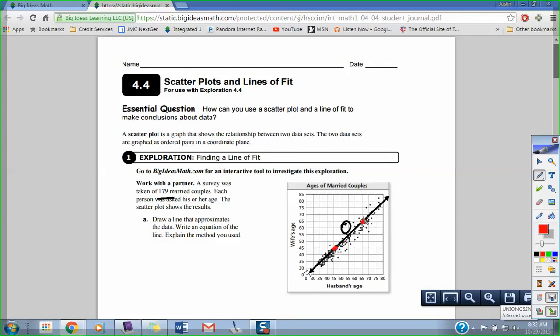Now, you might want to highlight the same ones that I have because your line is going to be fairly close to that. So the first point that I highlighted is 45, 45. You might want to do the same thing. And the other point I highlighted here was right 65 and up 65. So I'm going to put these down, 65, 65, and 45, 45.